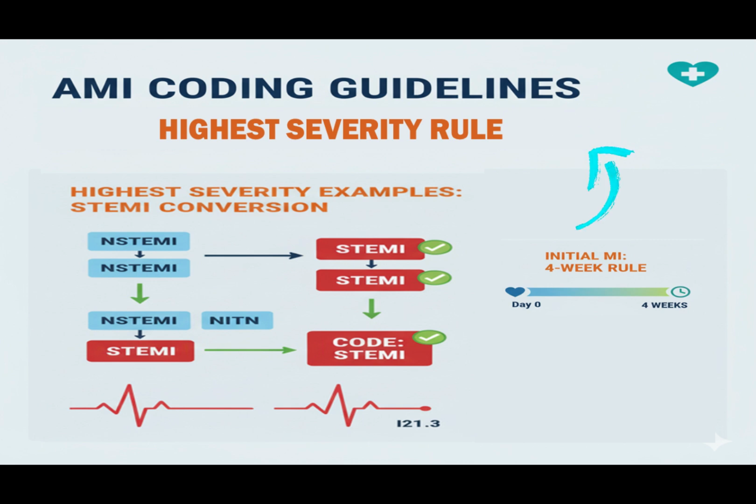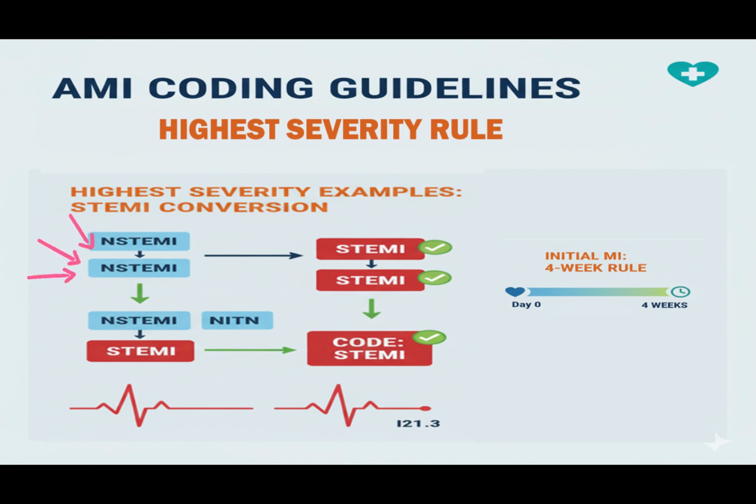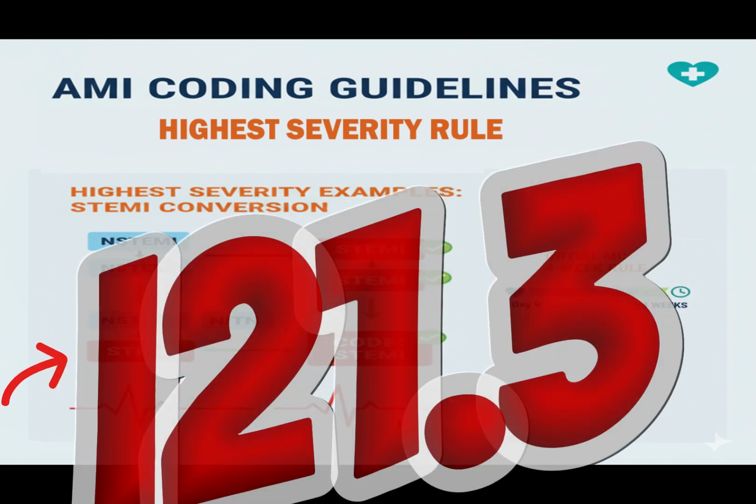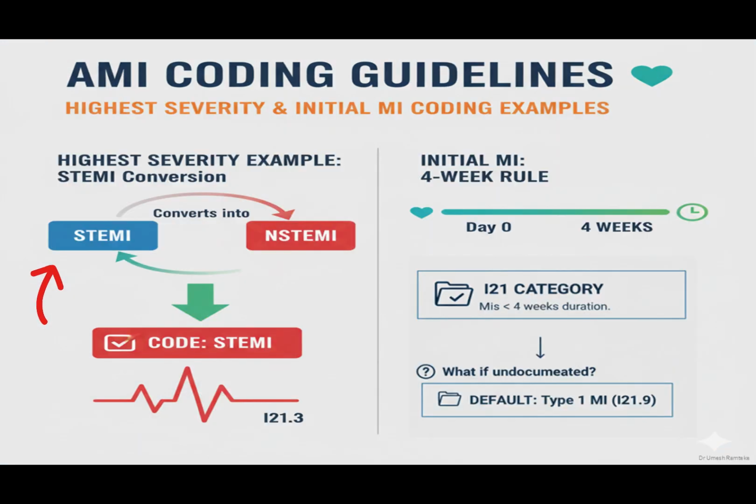Highest severity. This is a fundamental rule in ICD-10 coding. Always code the highest severity, which is STEMI. Let's look at two situations. Example 1. The patient is admitted with NSTEMI but later converts into STEMI. In this scenario, we use code for STEMI. Example 2. The patient is admitted with STEMI and later it changes to NSTEMI. Still, we use code for STEMI. So, whether it starts as NSTEMI or STEMI, and even if it changes later, if STEMI is involved at any point, always use code for STEMI.